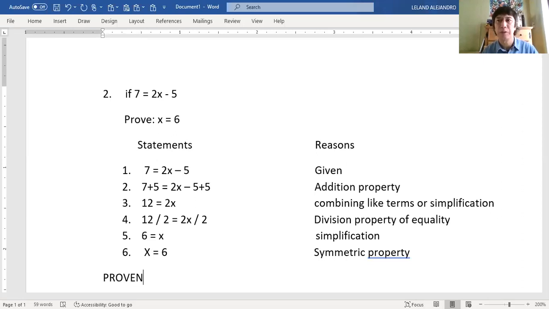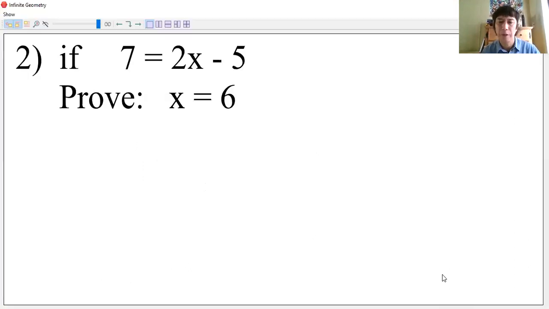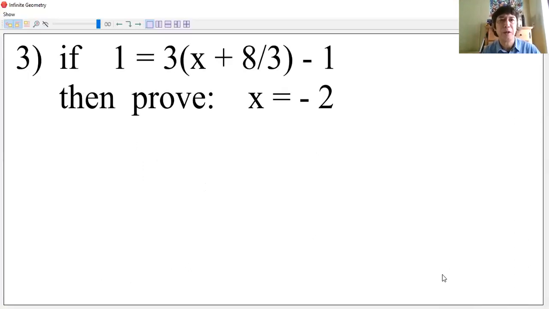So this is the way to do it using two-column proofs. And we shall continue with the third example. All right, so let's get the other example, and that should be over here. We're now doing the third. Okay, if 1 is equal to 3 times the quantity x plus 8 over 3 minus 1, prove x equals negative 2. So this is for number 3 example.